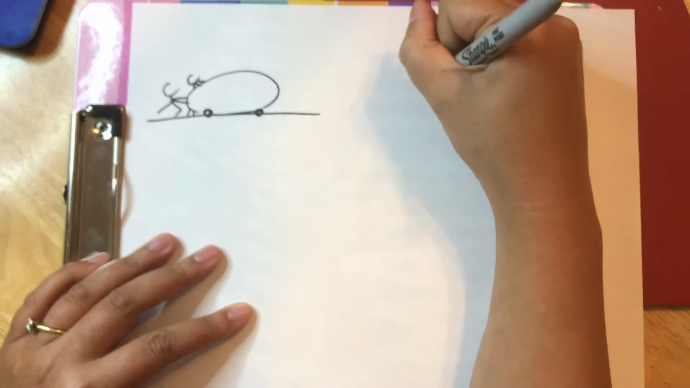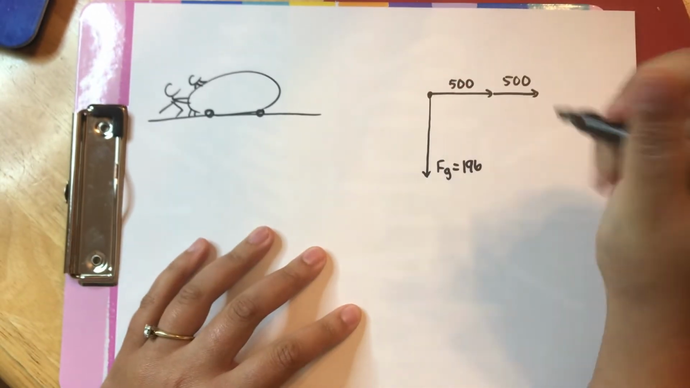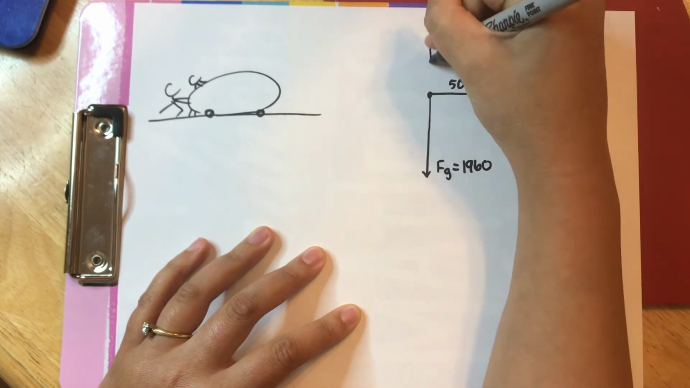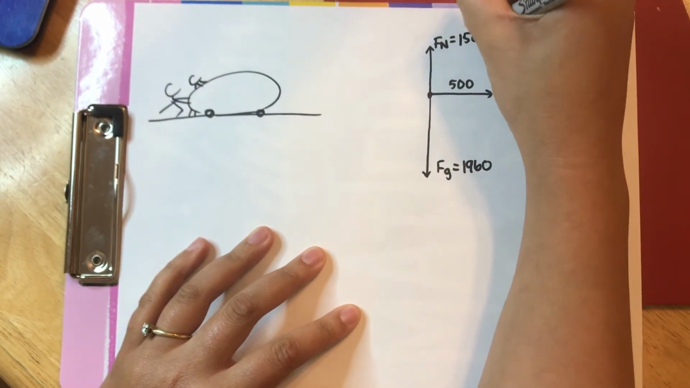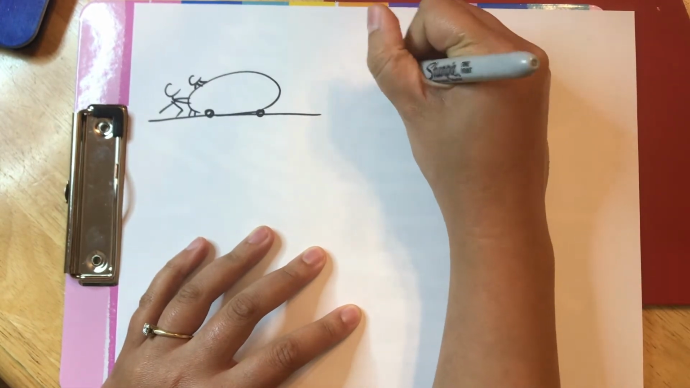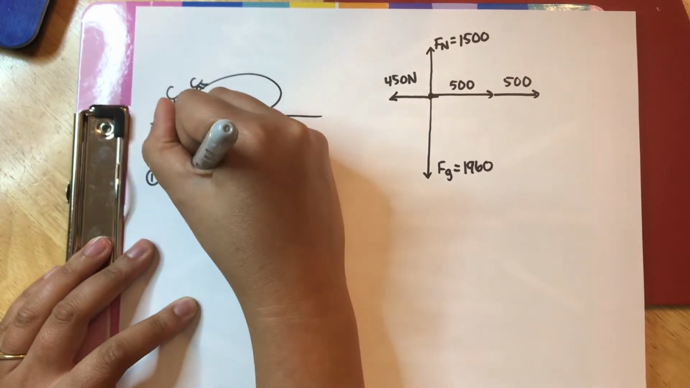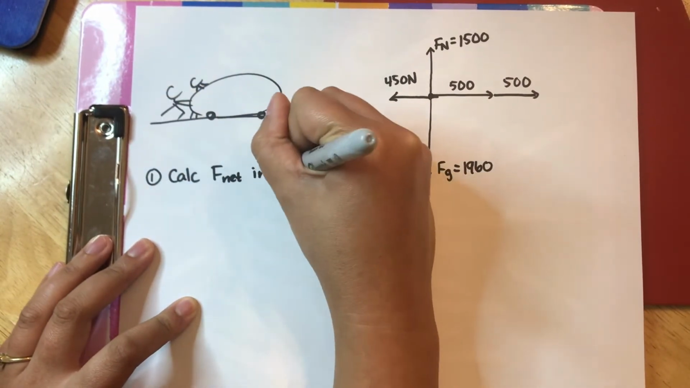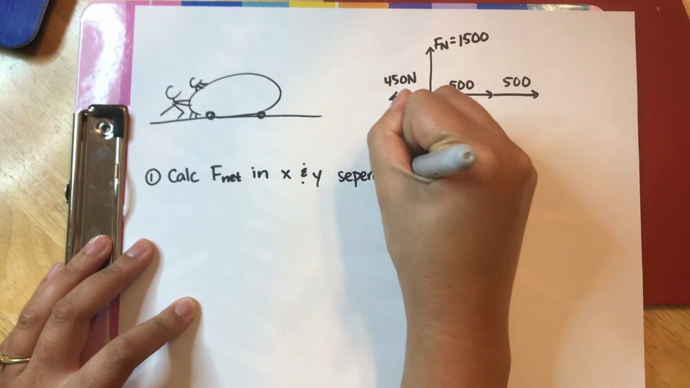Do you remember that problem where it was you and your friend, and you were each pushing a car forward at 500 newtons to the right? The car had a weight of 1,960 newtons down and a normal force of 1,500 newtons up. There was some friction in that problem too, if I recall. So if I want to find the net force here, step one is to calculate the net force in the x and y directions separate from each other.